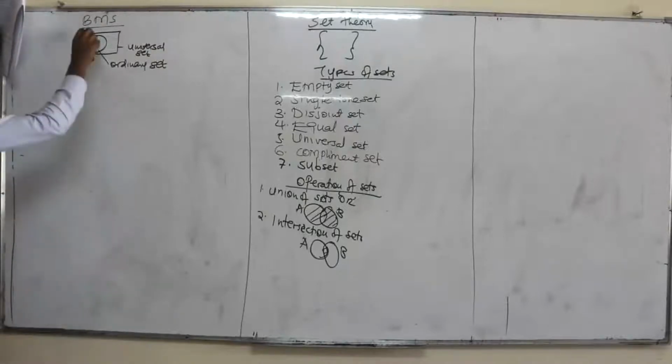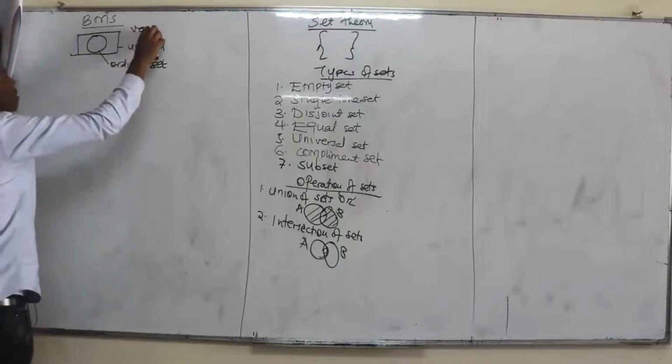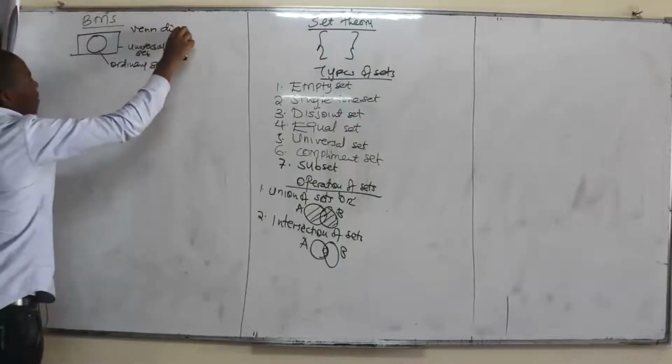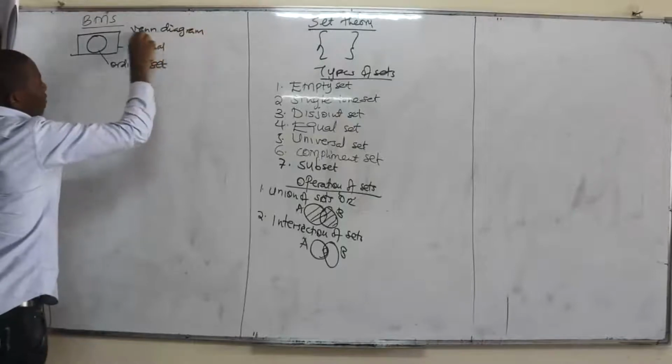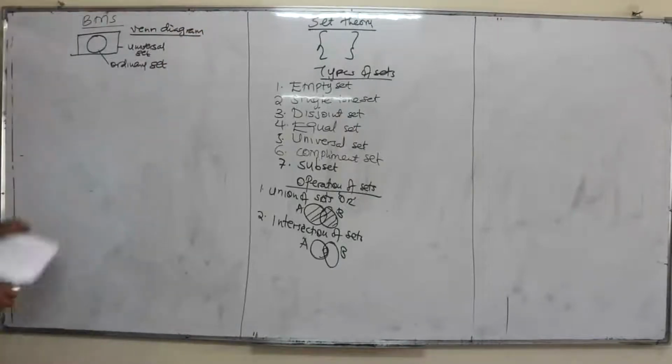So, and this is what we call the Venn diagram. With that, we can try a question.